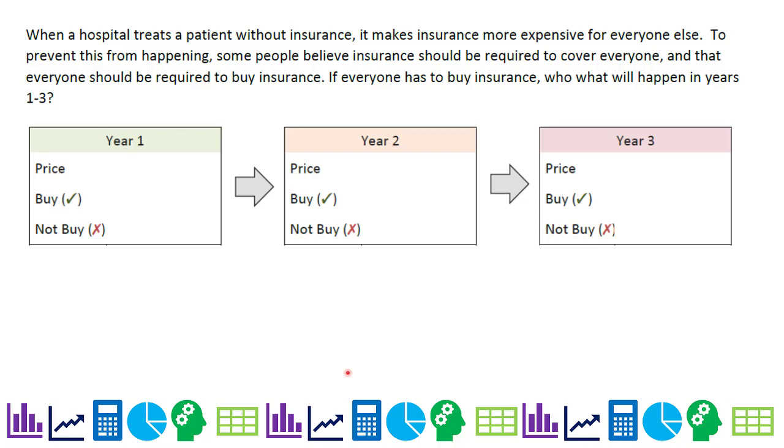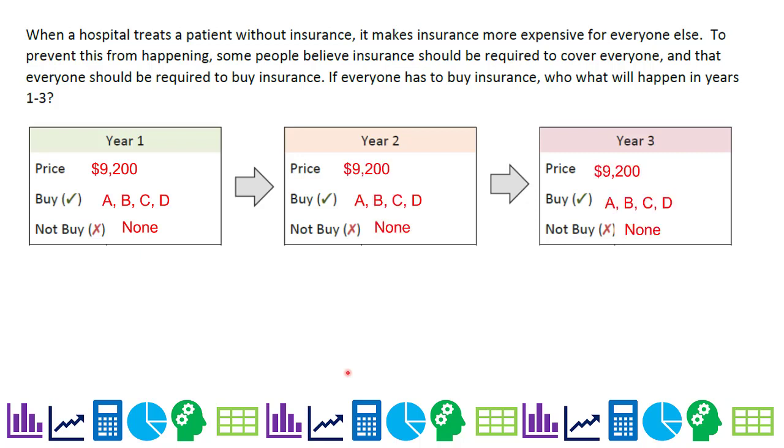To prevent this from happening, some people believe insurance should be required to cover everyone and that everyone should be required to buy insurance. If everyone has to buy insurance, what will happen in years 1 to 3? So year 1, we have $9,200, but everyone's required to buy it. Nobody's not buying it. And then again in year 2, so we kind of stay stable. So that was where a lot of people were saying, hey, let's make people have insurance. For example, when you're driving, you actually have to have driver's insurance. It's not legal not to.